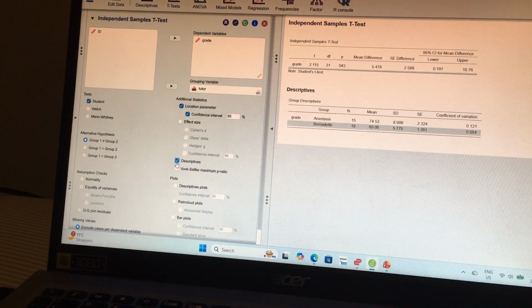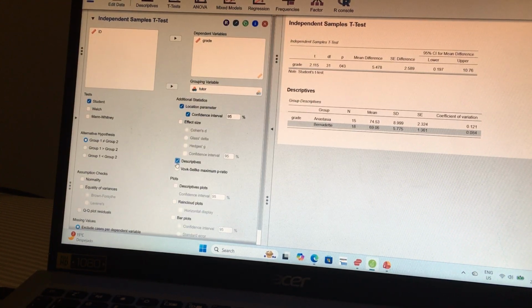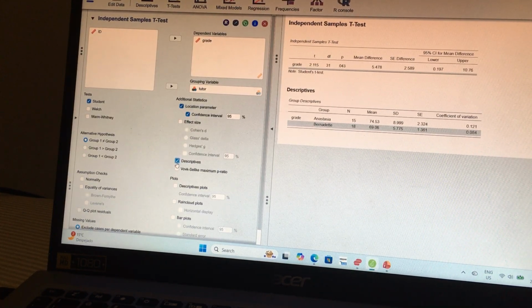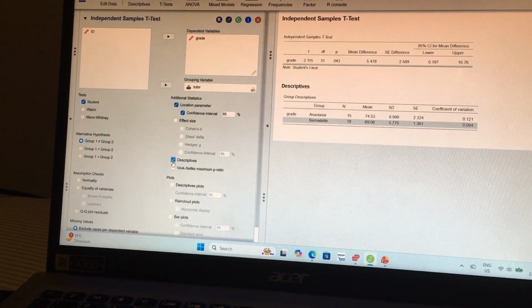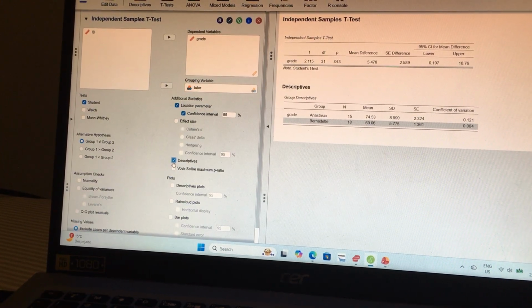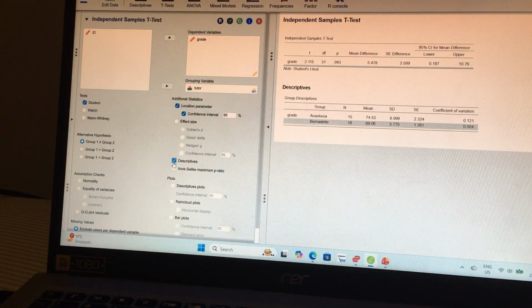Suppose that what we want to write in the report is that Anastasia's class had a higher grade than was reported in Bernadette's class. The phrasing here would imply that Anastasia's group is first, so it makes sense to report the t-statistic as if Anastasia's class corresponded to group 1. If we were to write it that way, we would say Anastasia's class had higher grades than Bernadette's class, t(31) equals 2.11, p equals 0.043.